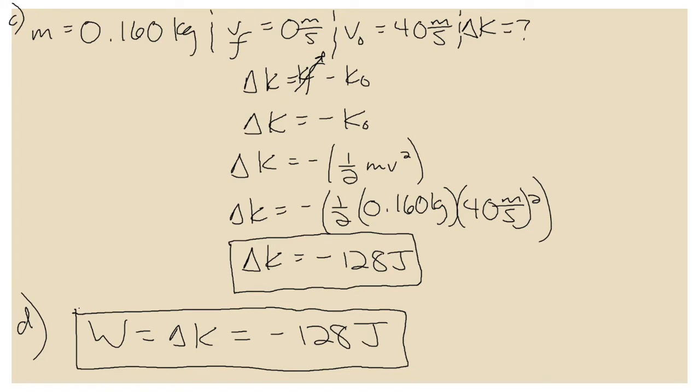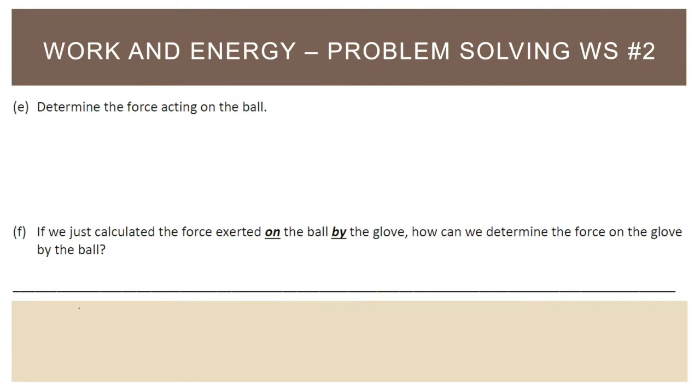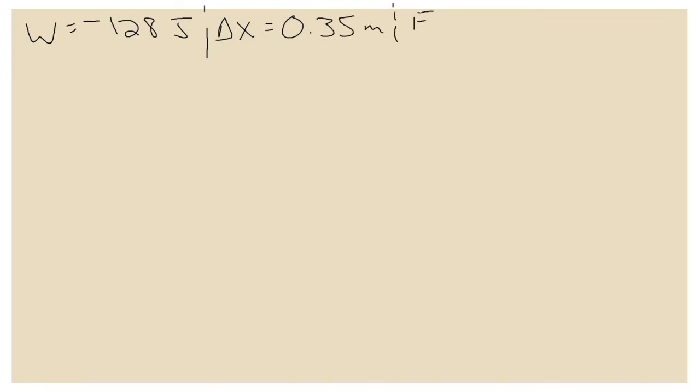Now, moving on to part E. Part E is asking us to determine the force acting on the ball. And then part F is asking us about the force exerted on the glove. So let's get into part E first. In order to determine the force acting on the ball here, we need the work, which is negative 128 joules. We need the displacement, which is going to be 0.35 meters. We need the force, which of course is our unknown.